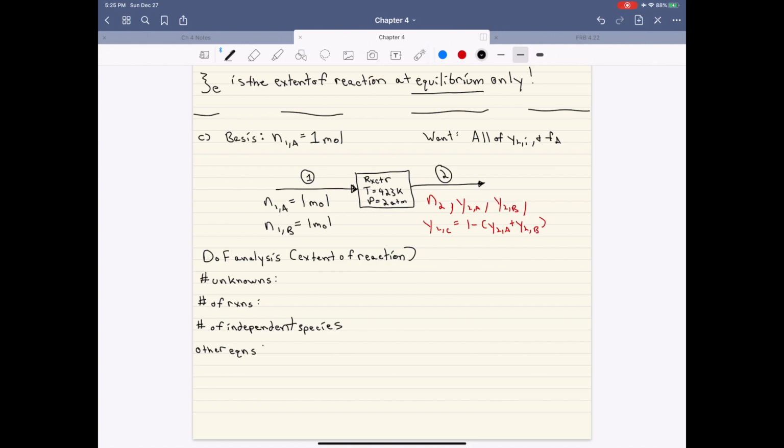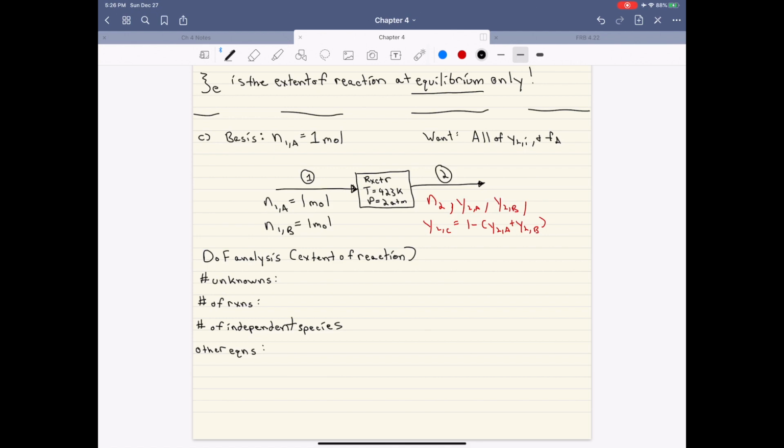Okay? So at this point, you should pause the video and count up each of these categories to see if we have enough information to solve for all the variables. Okay, so let's count up these categories.